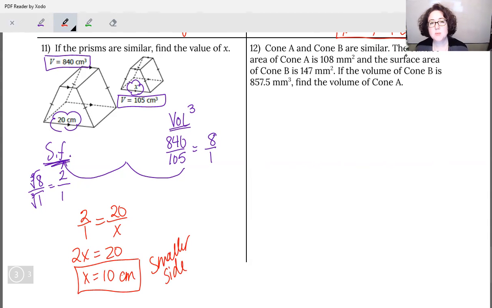Alrighty, example 12. Here we go. Cone A and cone B are similar. The surface area of cone A is 108. The surface area of cone B is 147.